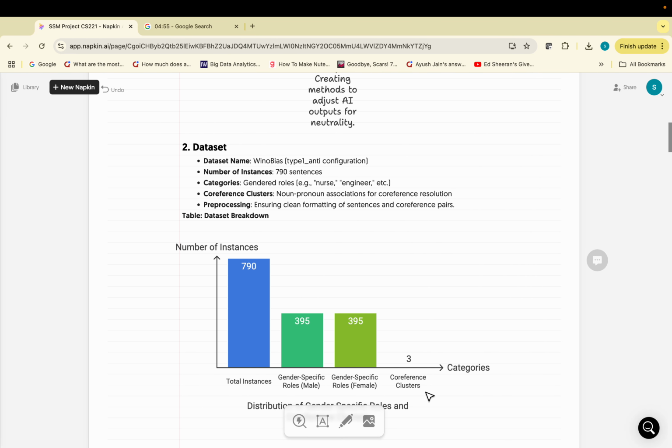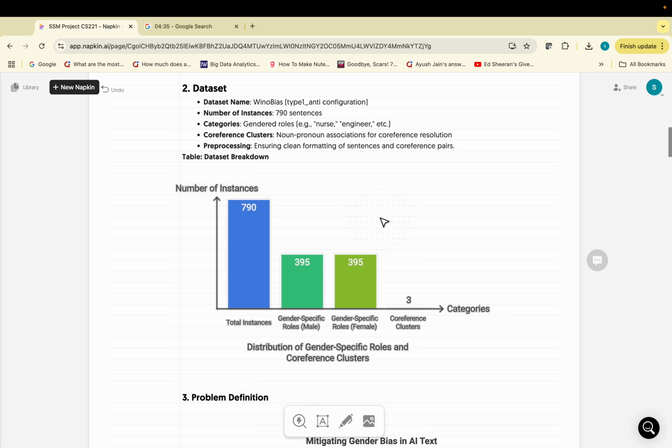The dataset that we are using for this project is called Bias, which is a well-known benchmark for evaluating gender bias, especially the type 1 anti-configuration, which contains prompts designed to test bias in gendered occupations, such as associating nurse with she and engineer with he. This dataset contains 790 sentences, each containing co-references between nouns and pronouns that the model must resolve.